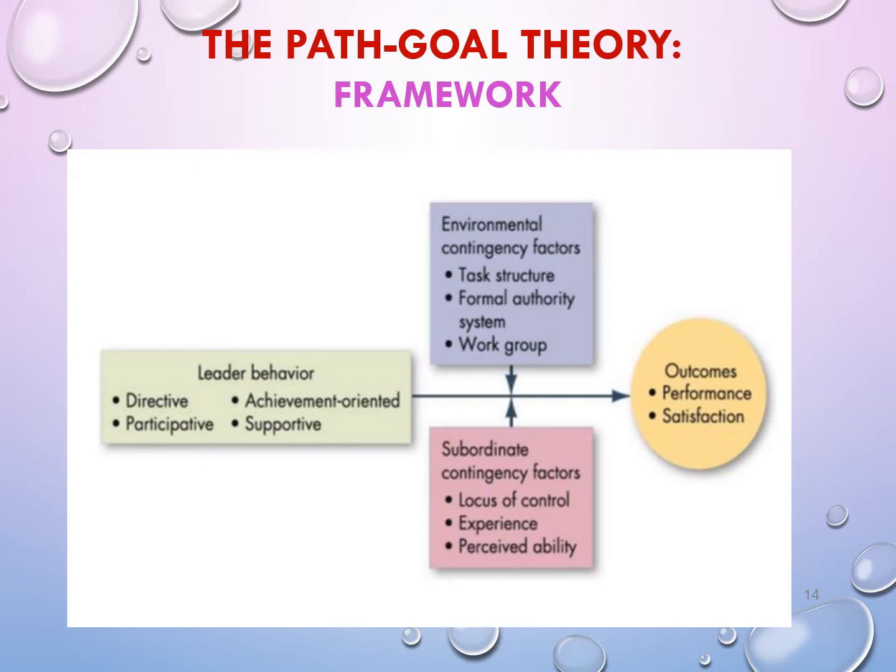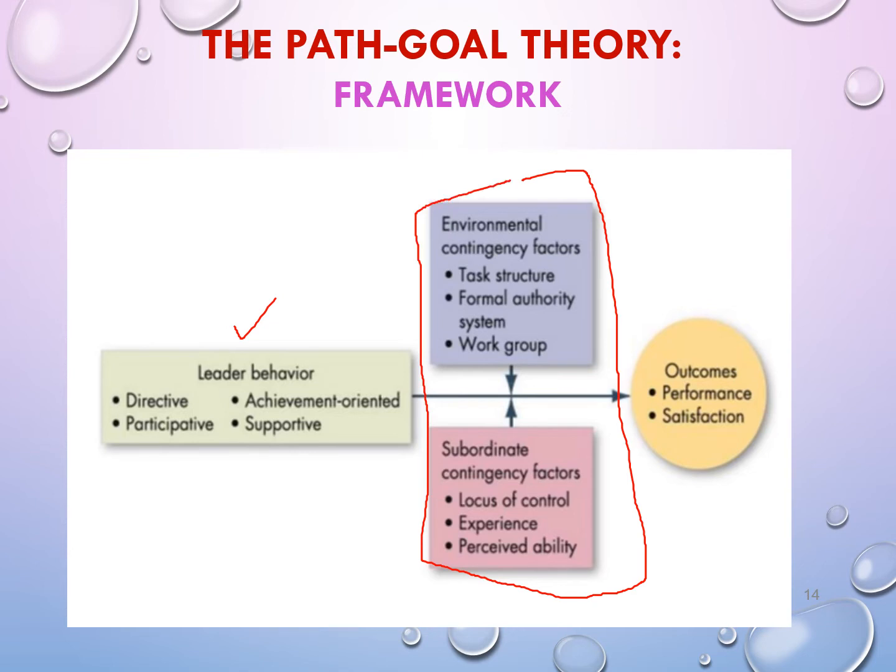Okay, this is the path goal framework. As you can see here, we have this part that is called the leader behavior. Later I will explain this. And this portion is called the contingency factors or the situational factors, meaning that the leader here will have to depend on these situational factors or contingency factors, which include the environmental contingency factors as well as the subordinate contingency factors.